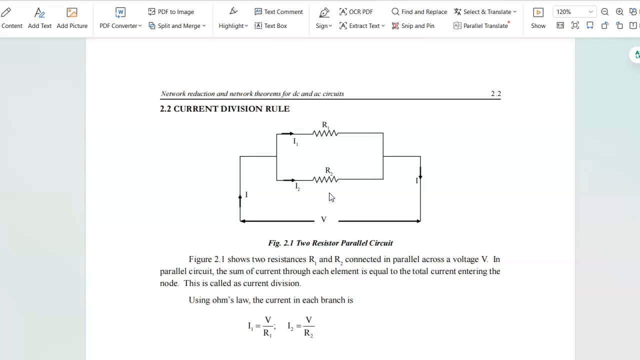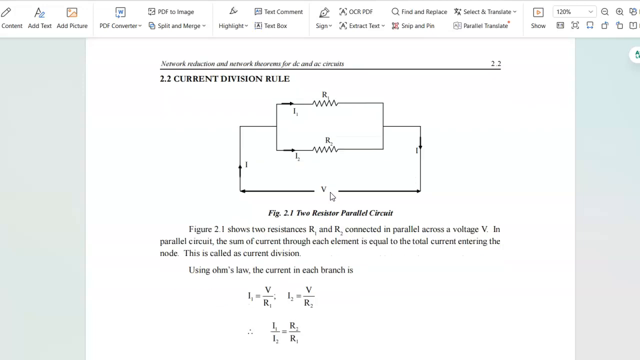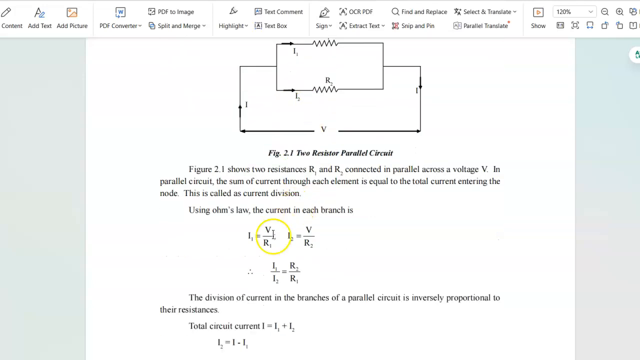So in parallel combination, the voltage across each element is equal, but the current flowing through the elements is different. It differs according to the resistance value of the particular device. So using Ohm's law, we can write what is I1 and what is I2. So I1 is equal to the voltage across R1, V, divided by R1. Similarly, I2 is equal to the voltage across R2, it is V divided by R2.